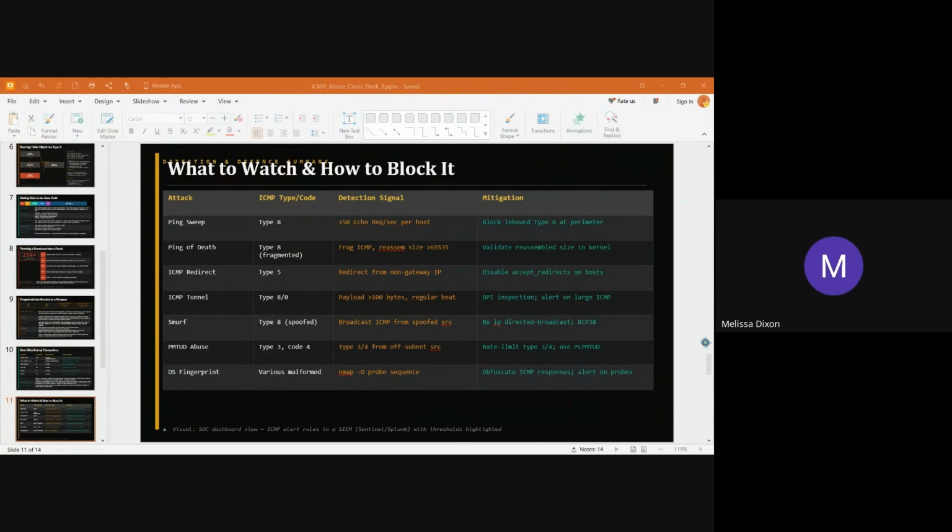Okay, so the denial of service attacks, the signature is the size anomaly or off subnet source, as we said. The manipulation attacks, like a spoofed source for a legitimate message type. And then we have covert channel tunneling, where the signature is payload anomaly and timing regularity.